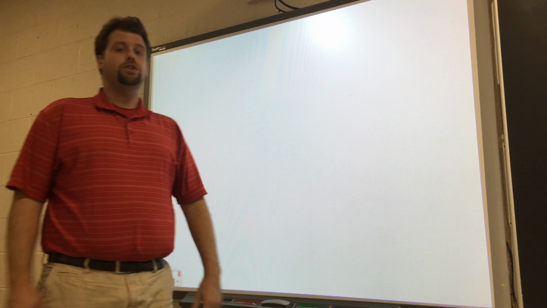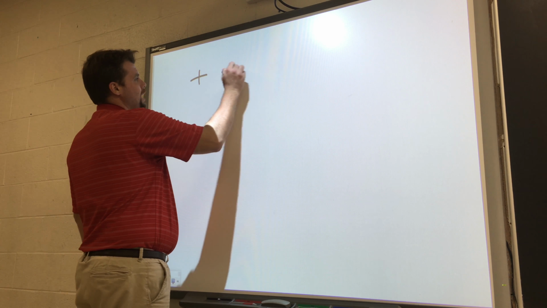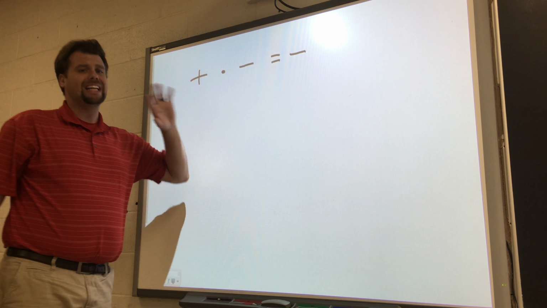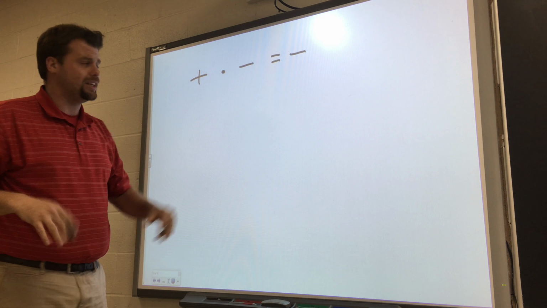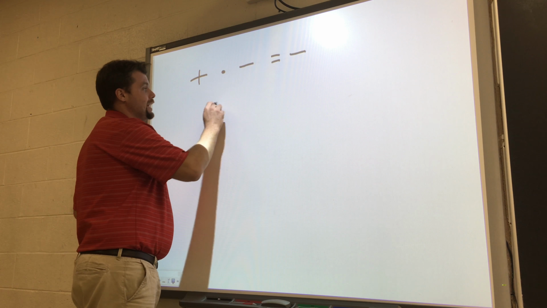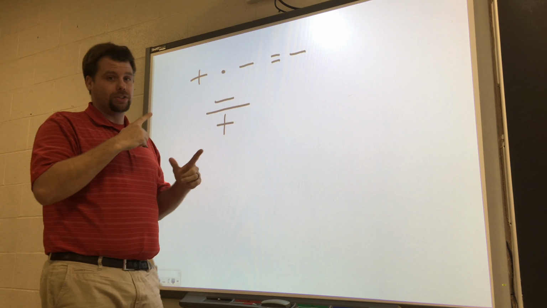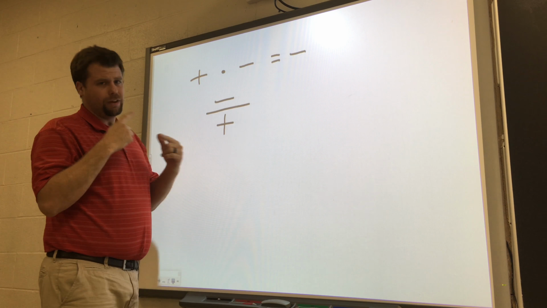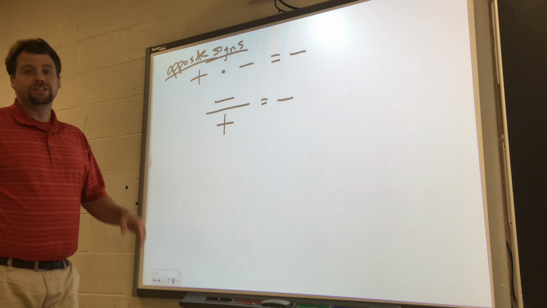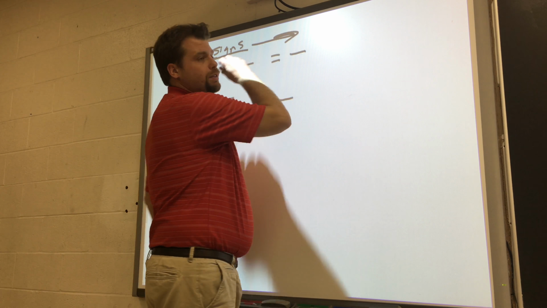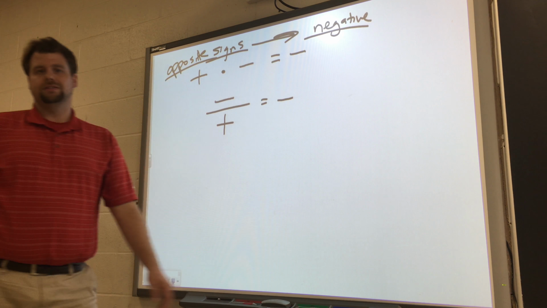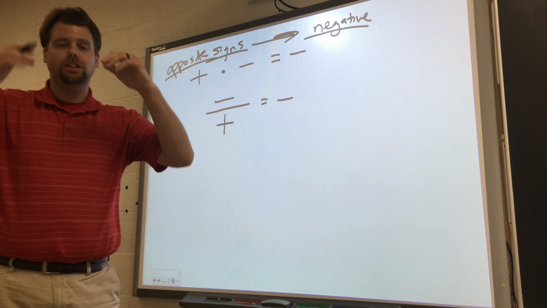And then finally, if you were to take a positive times a negative, opposite signs, you will get a negative. And if you do that in any order, because multiplication is commutative, negative times positive will still produce a negative. And if you take a negative divided by a positive, or vice versa, even though division is not commutative, negative divided by a positive is going to give you a negative. You need to understand that opposite signs, multiplication and division, will give you a negative product or quotient. Very important. That is what you need to understand.